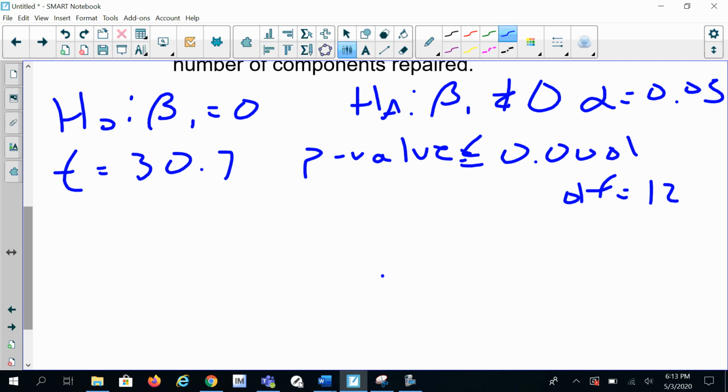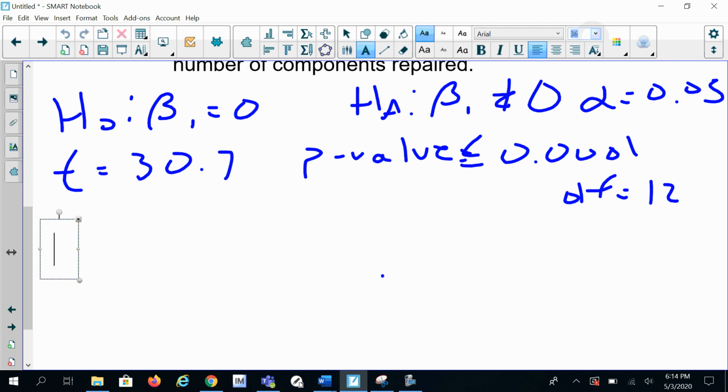Okay, so the p-value is less than any alpha that we're ever going to use. It's less than 0.05 definitely. We don't know what the p-value is, but we know it's less than 0.0001. So if it's less than 0.0001, it's going to be less than 0.05. So this is going to be reject. So we're already ready for the conclusion. This is how quick this is.